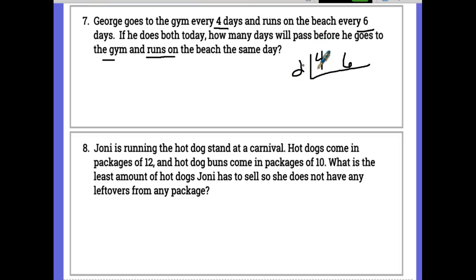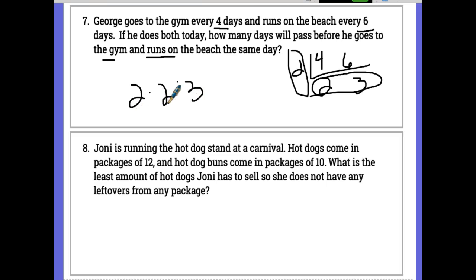And I'm going to pull out a 2. 2 times 2 is 4. 2 times 3 is 6. And I'm going to multiply 2 times 2 times 3. 2 times 2 is 4. 4 times 3 is 12. So 12 is your least common multiple. On this day, he did both. In 12 more days, he's going to be doing both again. Okay, that's your least common multiple.